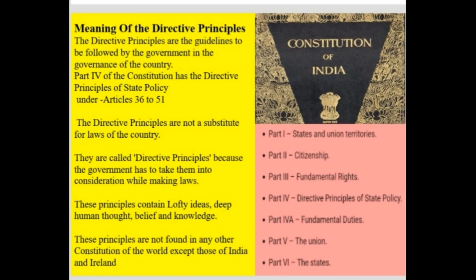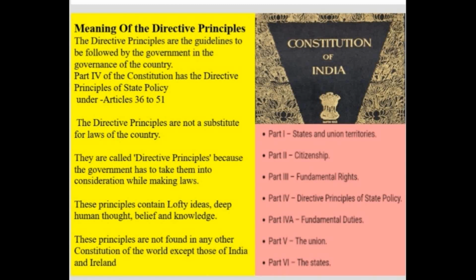That means directive. What do I mean by directive? What are principles? I said that they are the fundamental truths. And state policy, here state refers to the governments at state and central level. Policy means the decisions taken by governments. So directive principles of state policy, what is its meaning? The directive principles are the guidelines to be followed by the government in the governance of the country.